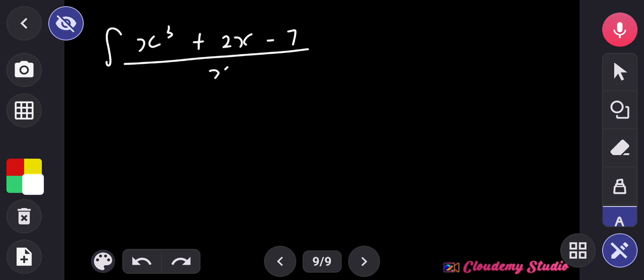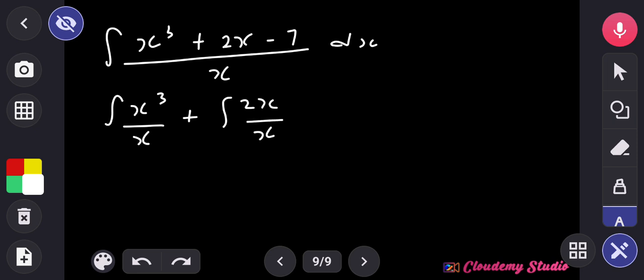Let us take for an example. Let us say we have a question like x to the power 3 plus 2x minus 7, everything divided by x, dx. Right? We have something like this. I'm going to solve this question. Because we're having a division, what we can do to make this question very, very easy is to just separate each of the terms that we have there. We can separate as integral of x to the power 3 divided by x plus integral of 2x divided by x minus integral of 7 divided by x, right?